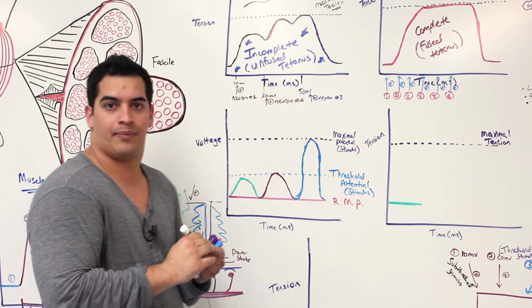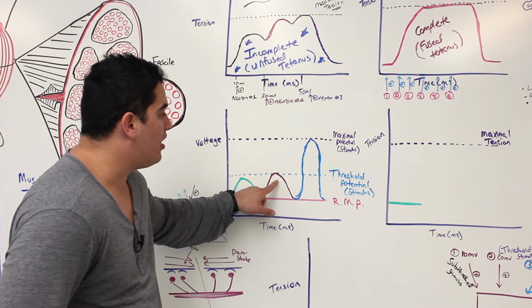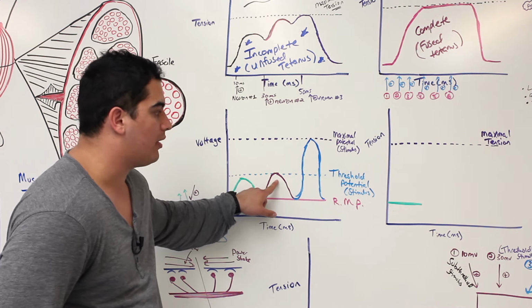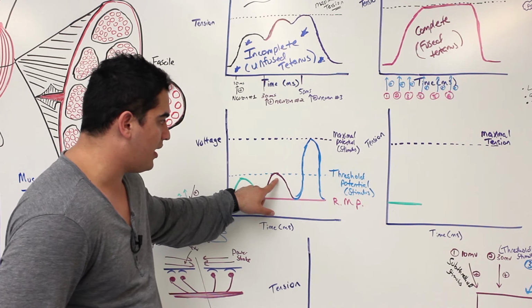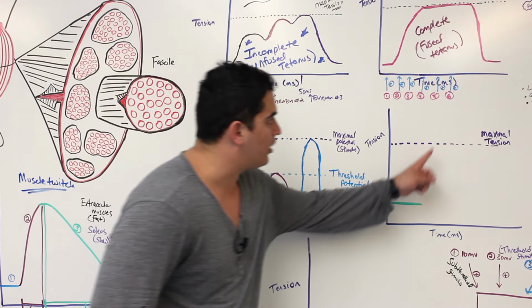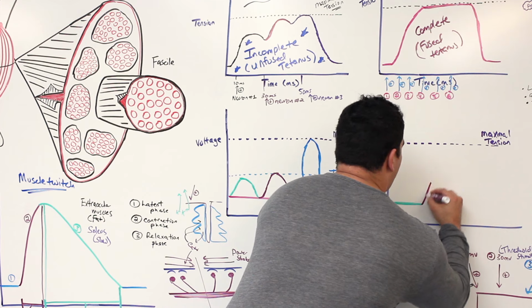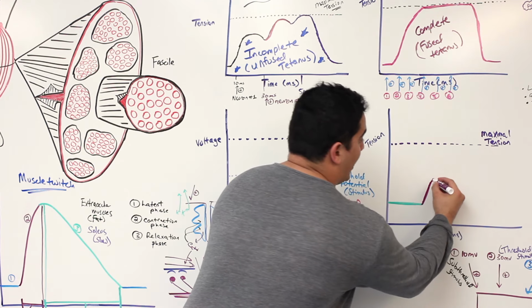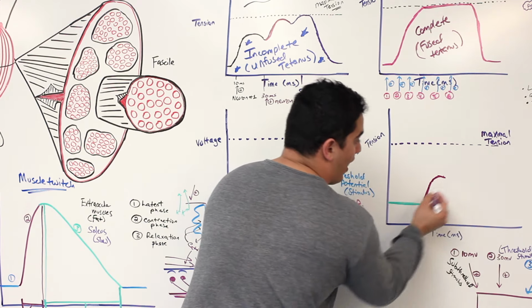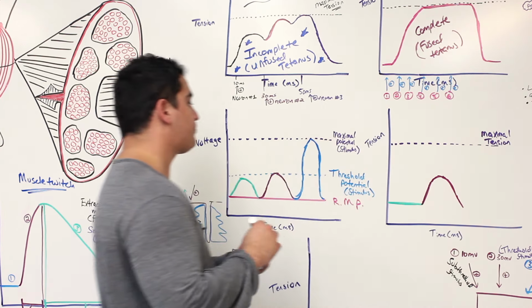No tension developed here. But then, in the next one, we hit it with enough voltage to get it to threshold. What should happen? Okay, well, it hits threshold, generates an end plate potential, generates action potential, muscle contracts. It should generate tension. So I should see a little peak here. It doesn't reach maximal tension, but it does increase in tension on the y-axis. And then it eventually goes back down to relax.